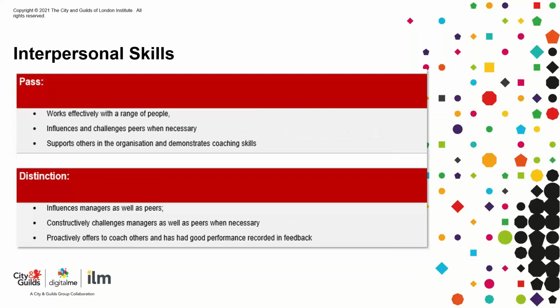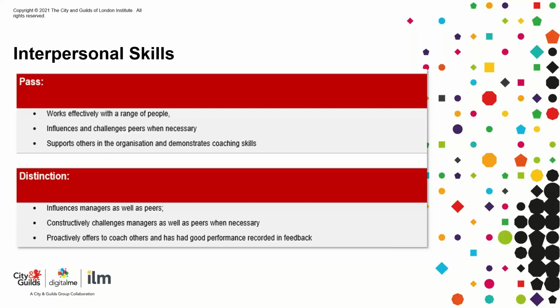Okay, so moving on to interpersonal skills. This is an area in which, again, apprentices perform well, but many apprentices do not achieve all of the criteria, neither the pass or distinction sections. Most of the criteria here are self-explanatory. However, some apprentices misinterpret the word challenging, and this can affect the criteria that are awarded.